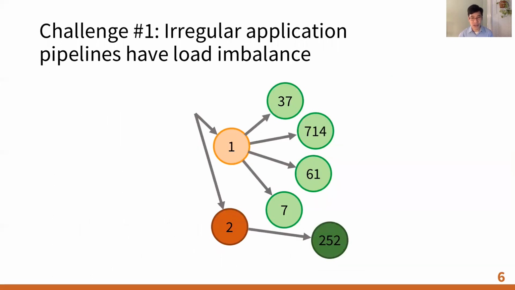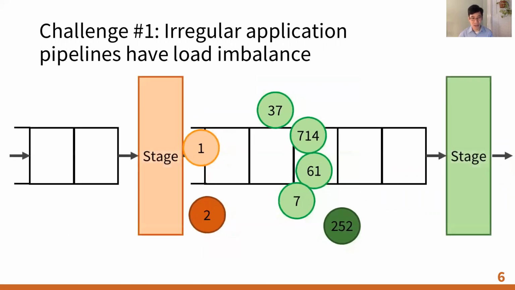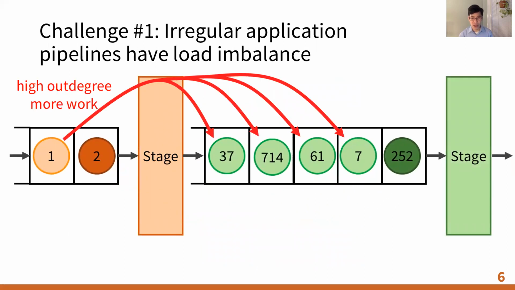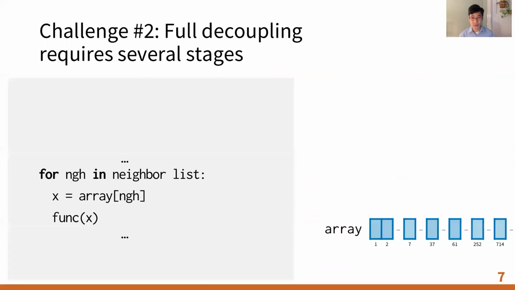The first challenge is that irregular application pipelines have load imbalance. Suppose you want to create the pipeline from the previous slide by processing vertices 1 and 2 in the first stage, and processing its neighbors, the green vertices, in the second stage. The pipeline might look like this. Vertex 1 has high out degree, and therefore adds a lot of work for the second stage, whereas vertex 2 has low out degree, and contributes little work. Prior techniques cannot effectively handle these fast variations in the amount of work because computations happen on different cores.